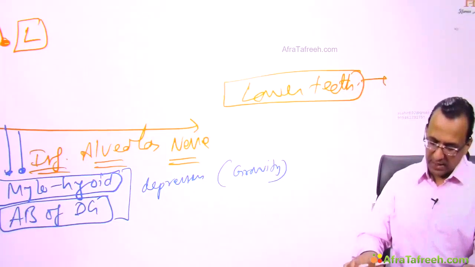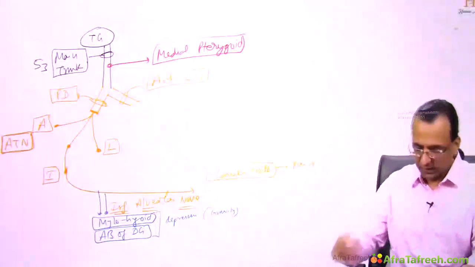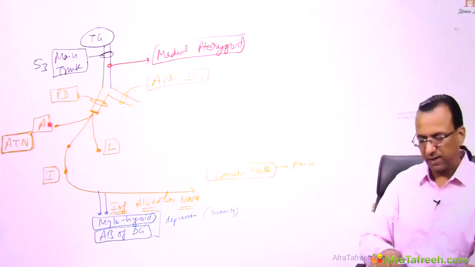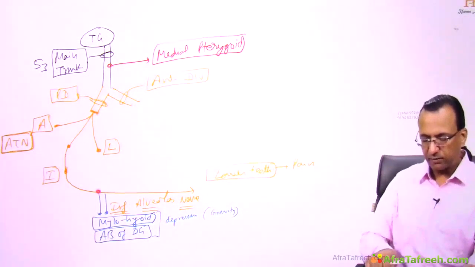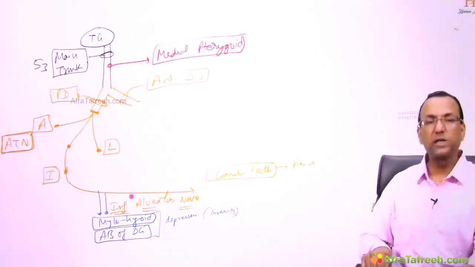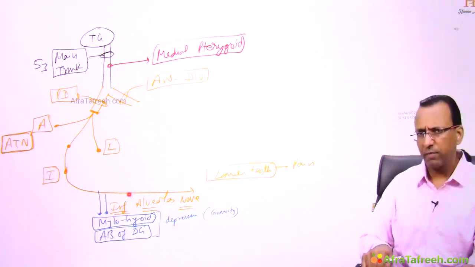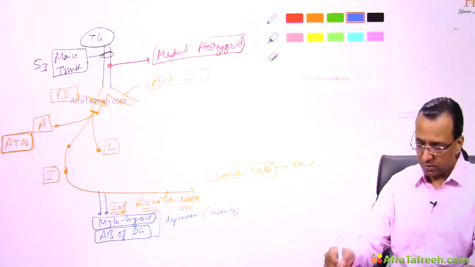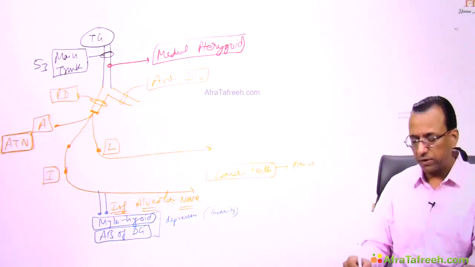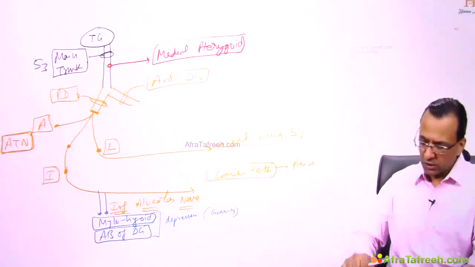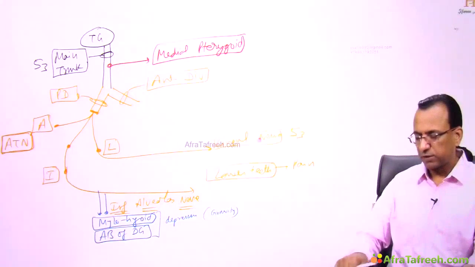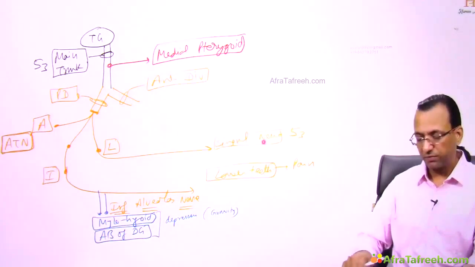Okay, then you told Ali branches. A is the auriculotemporal nerve supplying skin. I is the inferior alveolar nerve supplying some sensation and muscle. What is L for? L is the lingual nerve, a branch of the mandibular trigeminal. I think this is the nerve which carries the postganglionic fibers to supply some salivary glands there.